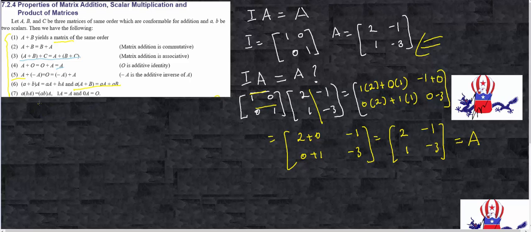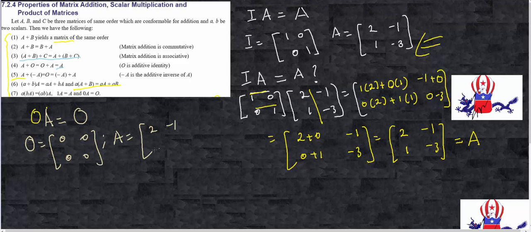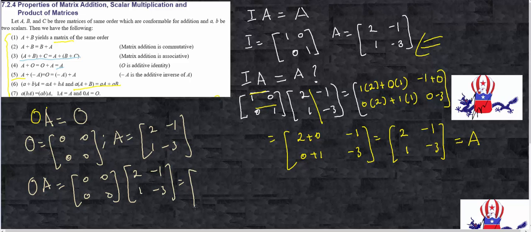Now the same case is also true when you have the null matrix multiplied with the matrix A. The output would also be a null matrix. So this can be easily seen if we were to represent this matrix as 0, 0, 0, 0, and the matrix A as 2, -1, 1 and -3. Then clearly 0 times A would be 0, 0, 0, 0 multiplied with the matrix 2, -1, 1 and -3, which in turn would be taking the row with the column.